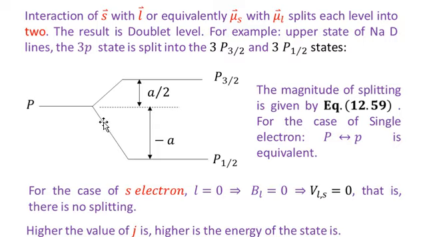The energy of this 3p electron will be split, because with this 3p electron I shall obtain two values of J quantum number, which are 3/2 and 1/2. You know that the 3/2 level is shifted above the central axis by an energy of A/2, and the 1/2 level will be shifted downward with an energy equal to minus A. So the magnitude of splitting is given in equation number 59 for the case of a single electron.